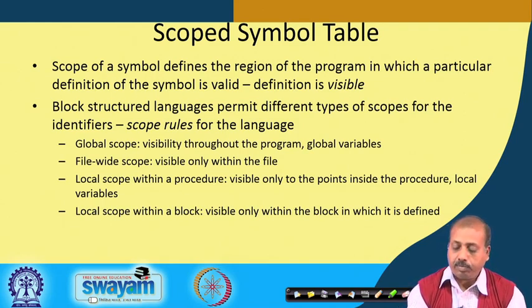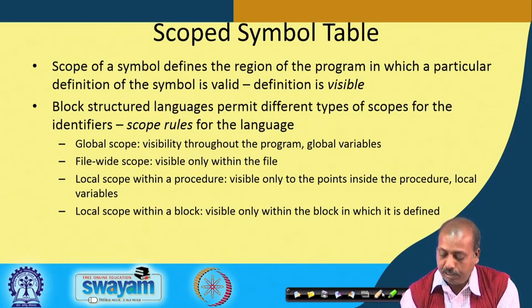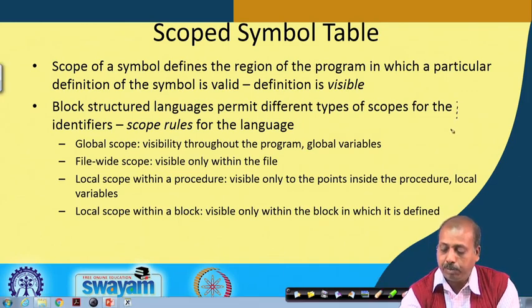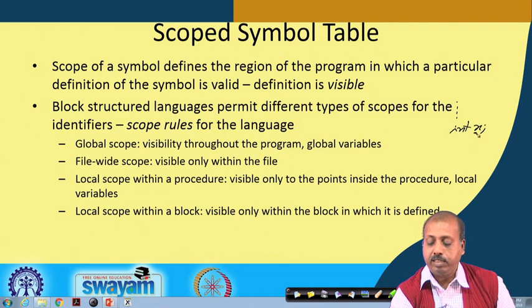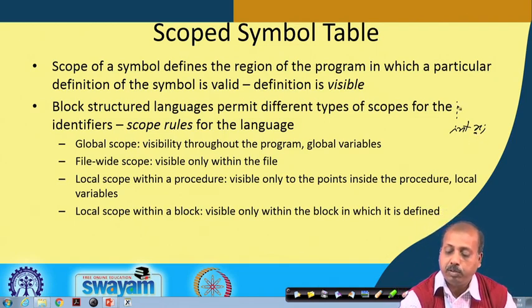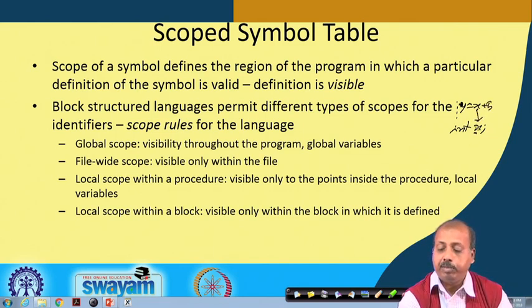Suppose somewhere in this program I have got a definition like int x. Now, how far in the program is this x visible? If I say that this x is visible to the entire program, then it is visible here, like if there is a statement like y equal to x plus 5, this x refers to this x. Or it may so happen that after this x has been defined, from this point onwards only this x definition is visible.